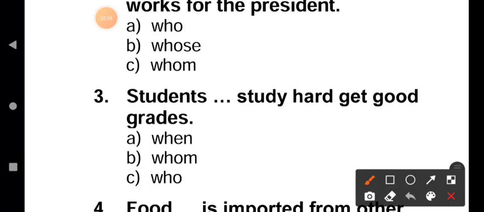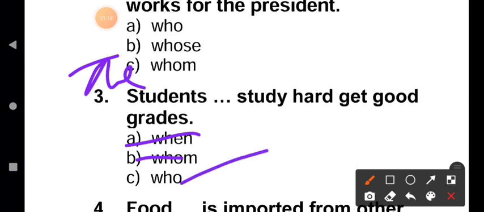Students dash study hard, get good grades. Students, a person or people? What do we use for person or people? For a relative clause that starts with who or whom, not when, which indicates time, or whose, possessive. Which is the right answer? The students, we should write the definite article. The students who study hard get good grades. That is the right answer, my dear students.